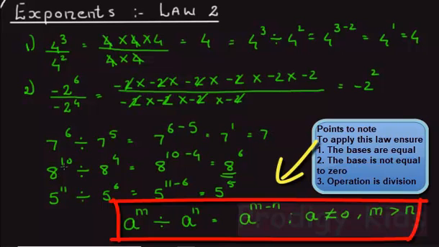Another example, 8 raised to 10 divided by 8 raised to 4. The base is the same, the exponents need to be subtracted because it calls for a division out here, so 8 raised to 6. We use this pattern in order to avoid writing all these factors and then coming to a conclusion. I hope you got the law 2 of exponents.